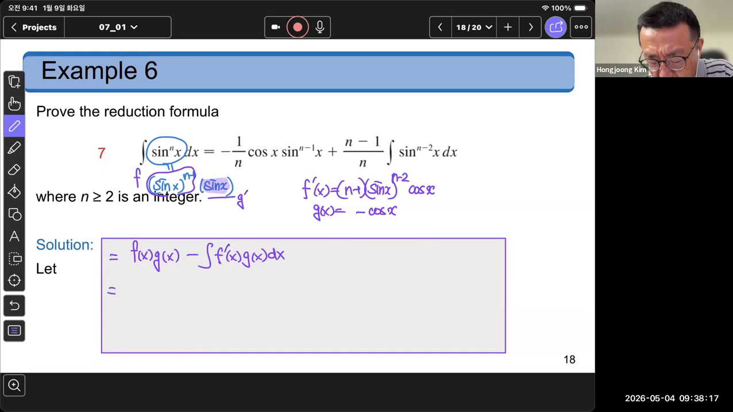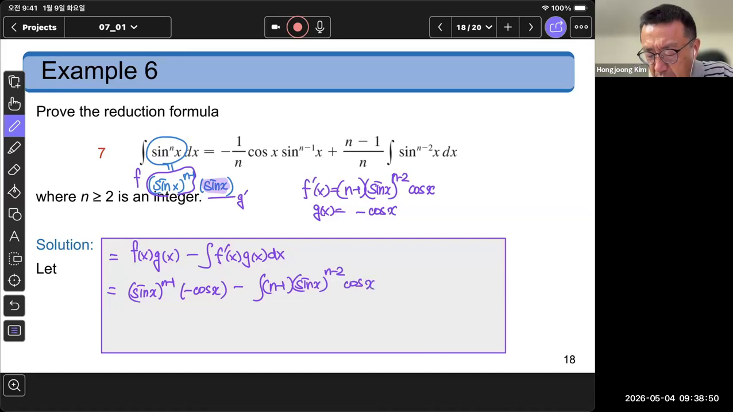So f of x is sine x to the n minus 1 times cosine, the g of x, which is negative cosine x, minus the integral of f prime, that is n minus 1 sine x to the n minus 2 cosine x, multiplied by g of x, which is negative cosine x dx.